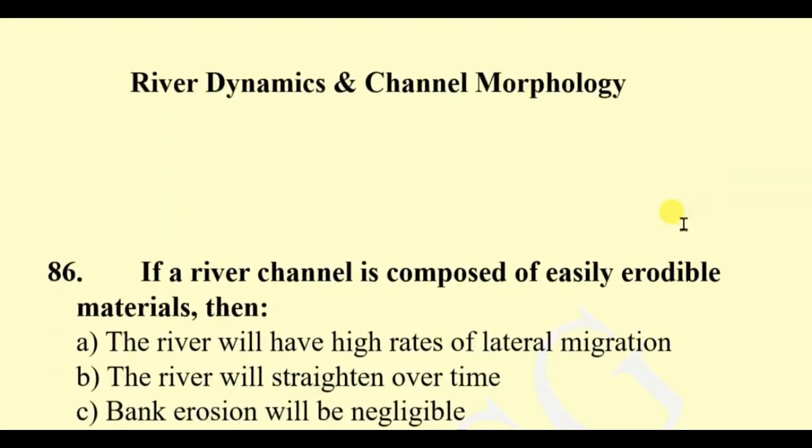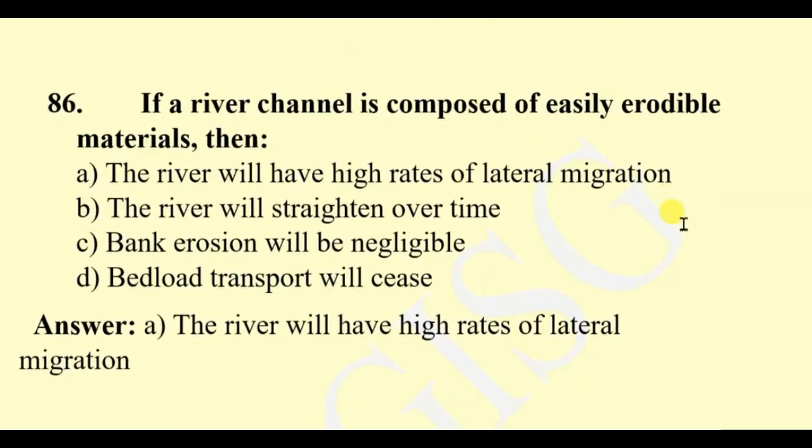River dynamics and channel morphology category. Question number 86. If a river channel is composed of easily erodible materials, then the river will have high rates of lateral migration, the river will straighten over time, bank erosion will be negligible, or bedload transport will cease. Here the right answer will be the river will have high rates of lateral migration.